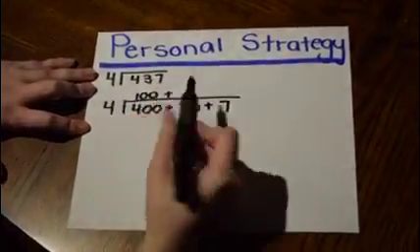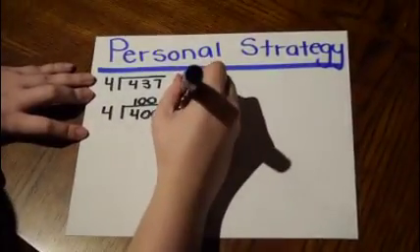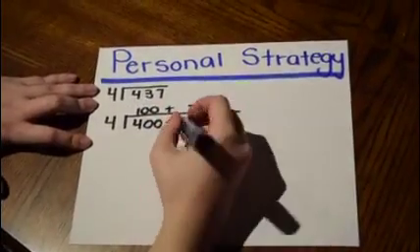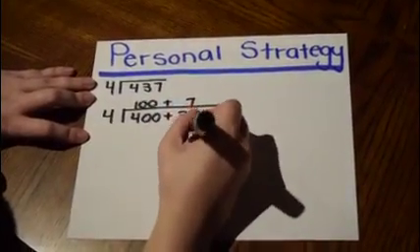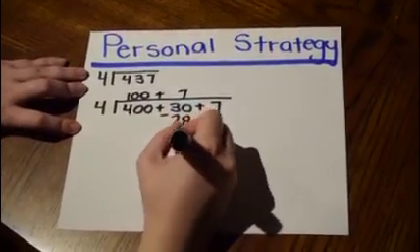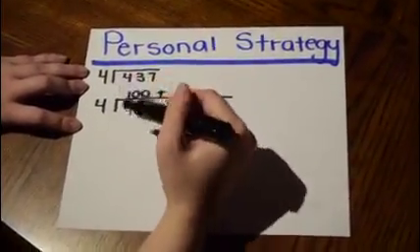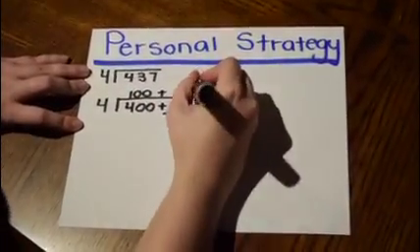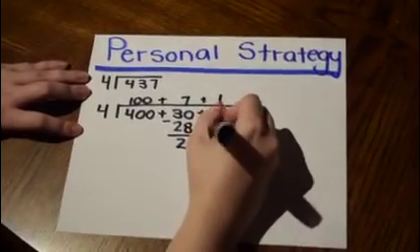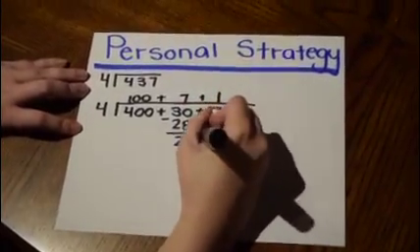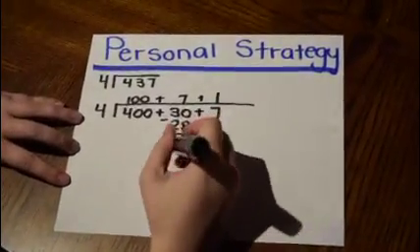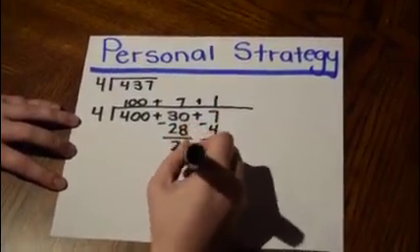I know that 4 goes into 30 7 times. And I know 7 times 4 is 28. When we subtract 28 from 30, we get 2. Next, I know that 4 goes into 7 1 time. So then, when we subtract 4 from 7, we get 3. I know that 2 plus 3 equals 5.